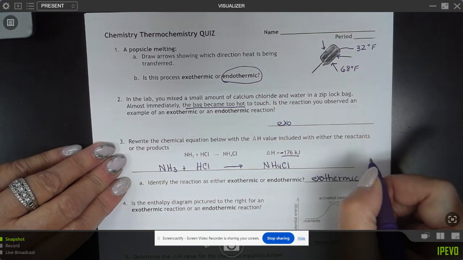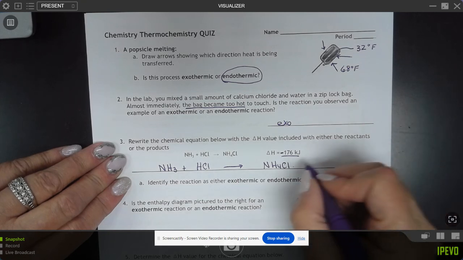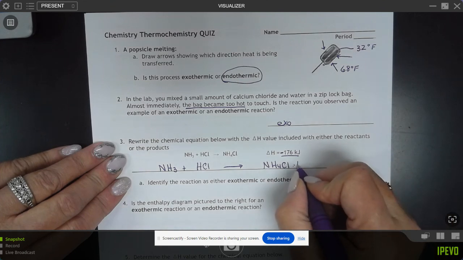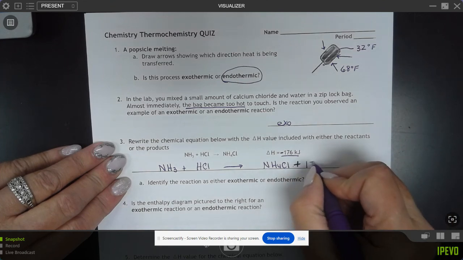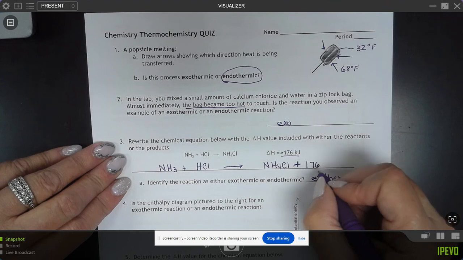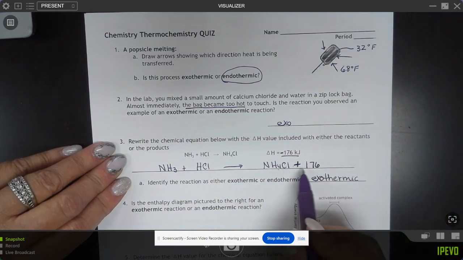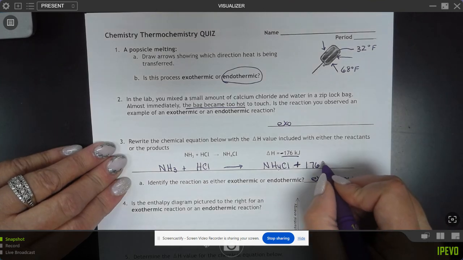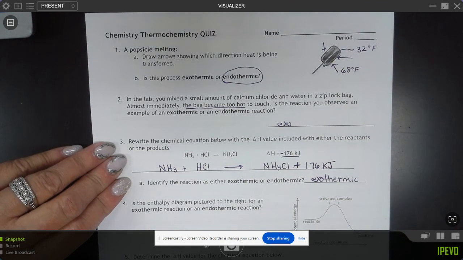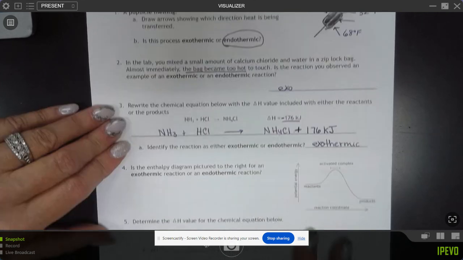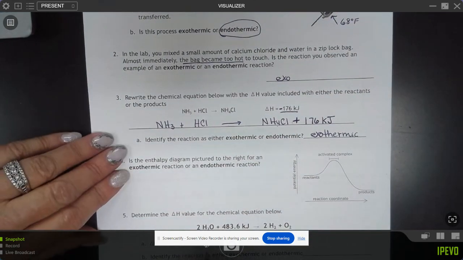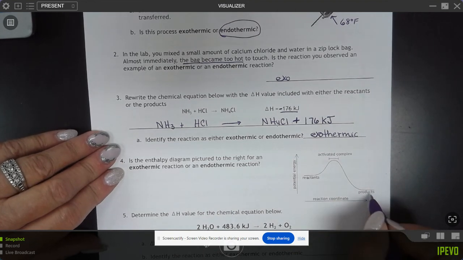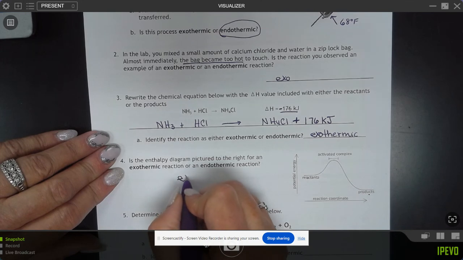Now here's a mistake. A lot of people made this mistake. They put in minus 176 kilojoules. When you're putting it into an equation, you put it in as positive because you're showing what the products were, and heat was a product of the reaction. So we're going to put in 176 kilojoules. And that is exothermic. The graph is exothermic because the reactants are at higher energy than the products.